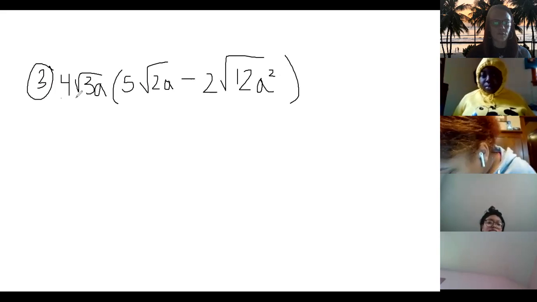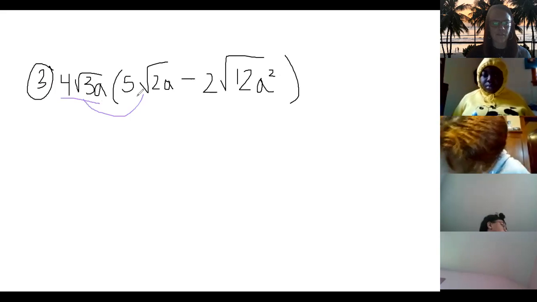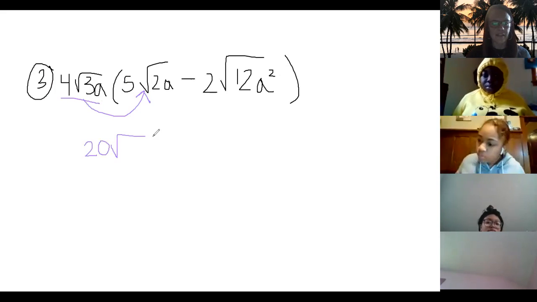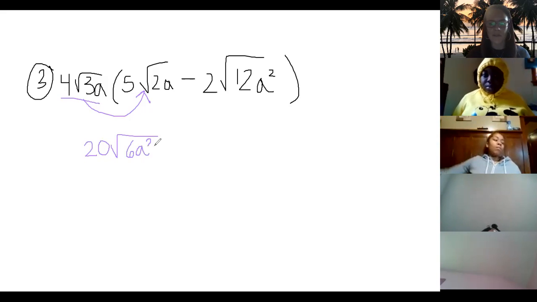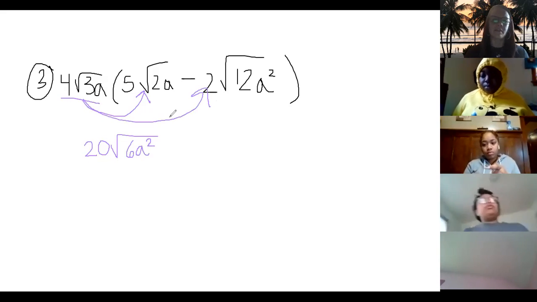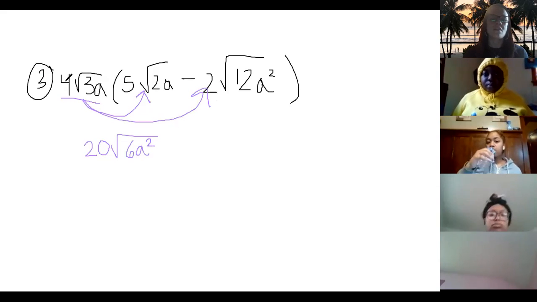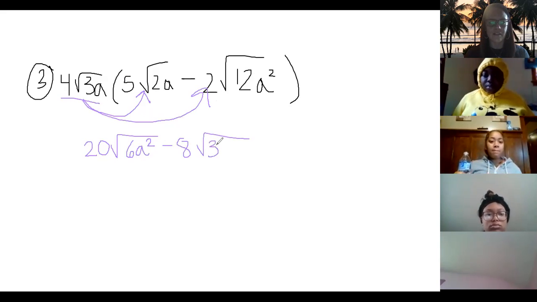Okay, so first I will do 4 square root of 3a times 5 square root of 2a. Remember, multiply the 4 and the 5 together. That'll give me 20. And then multiply the insides together to give me 6a squared. Okay, I'll come back to that one in a minute. Now I will multiply 4 square root of 3a times negative 2 square root of 12a squared. So 4 times the negative 2 will give me negative 8. And then 3a times 12a squared will give me 36, 3 times 12 is 36, a to the third.